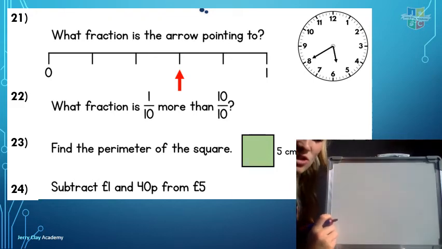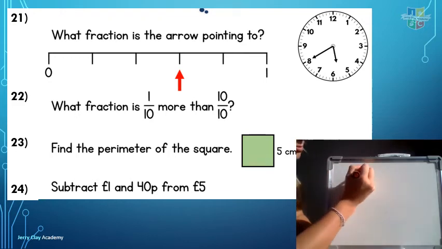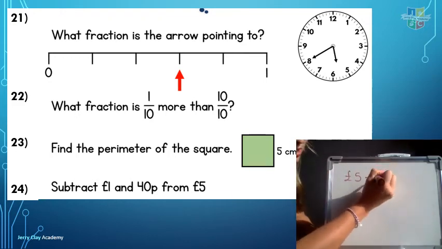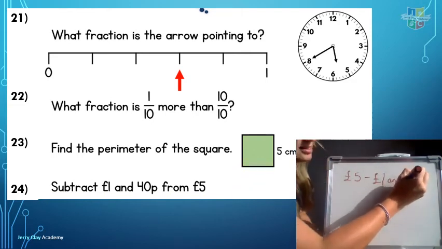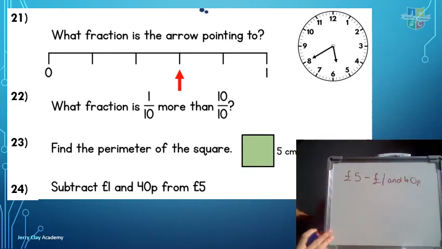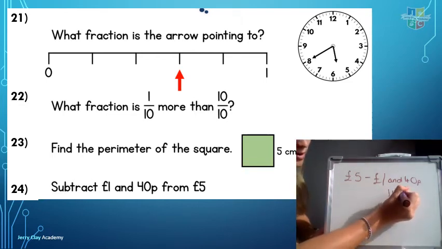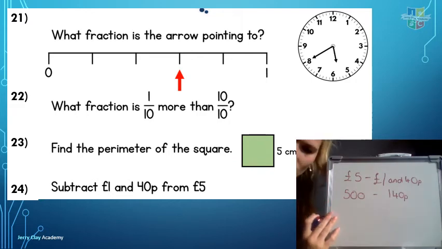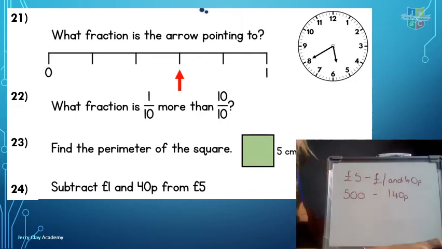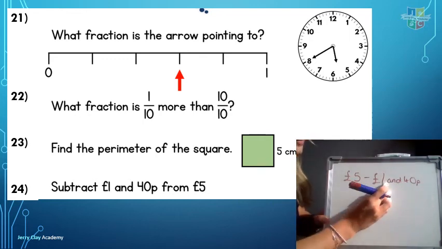Now for number 24, it says subtract £1.40 from £5. So I need to put my biggest number first, £5, take away, because subtract just means take away, £1.40. Now there are a few different ways you could have done this. You could have converted them all into pence. So I know in £1 there is 100 pence, so in £1.40 there's going to be 140 pence. And so if I know there's 100 pence in £1, in £5 I know there's going to be 500 pence. So that's one way, and you could have used your column method. However, I think this way would be a quicker method.